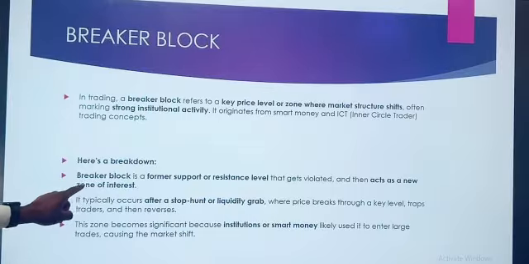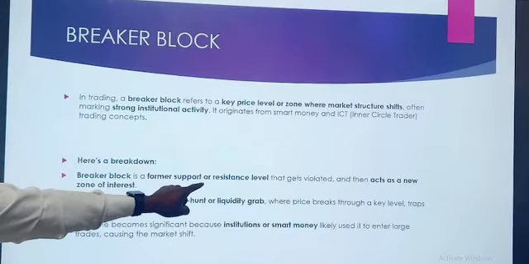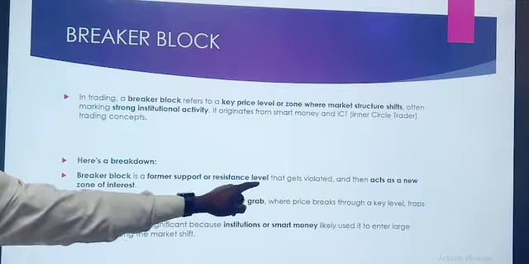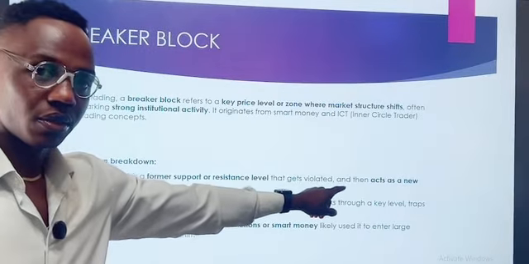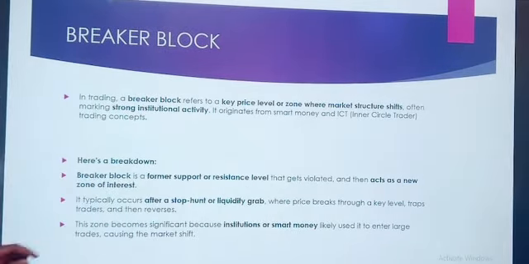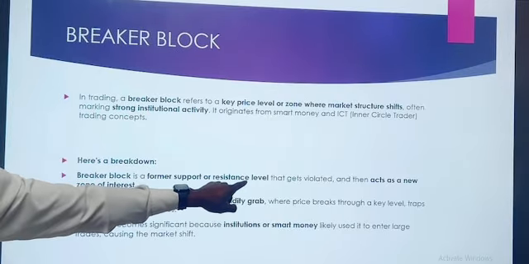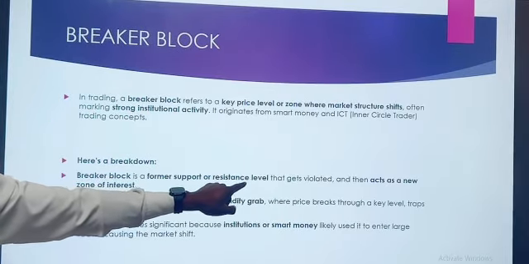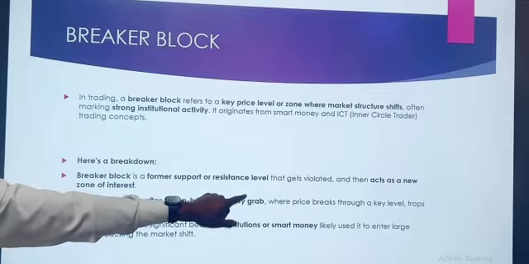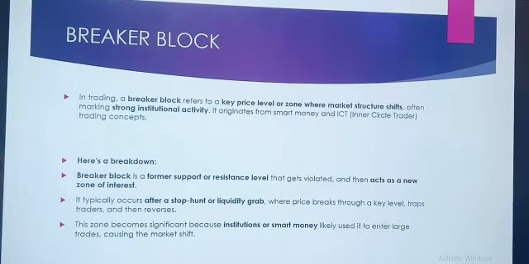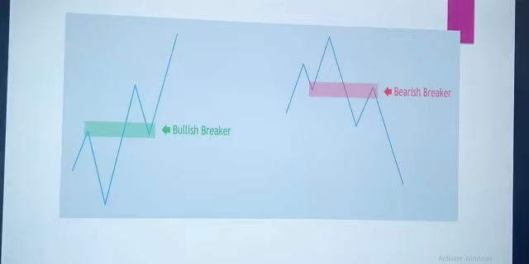So don't forget, a breaker block is a former support or resistance level that gets validated. And remember, I told you an order block is also known as what? A support or resistance level. So let's proceed to where we can find this.